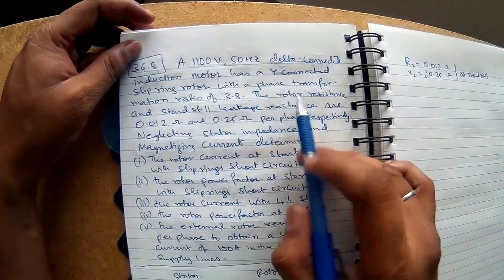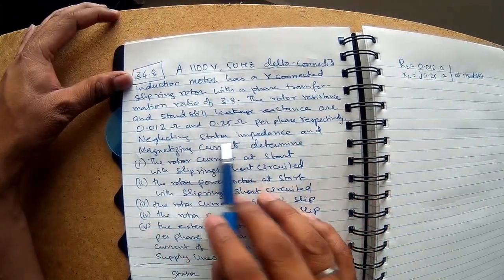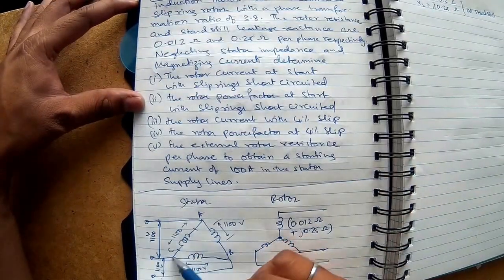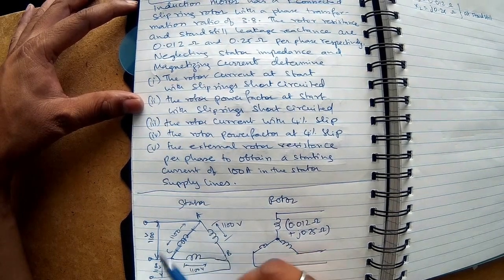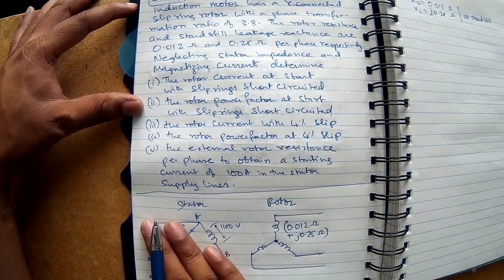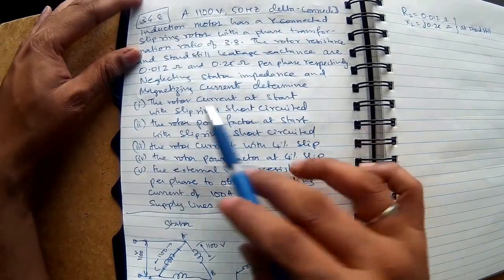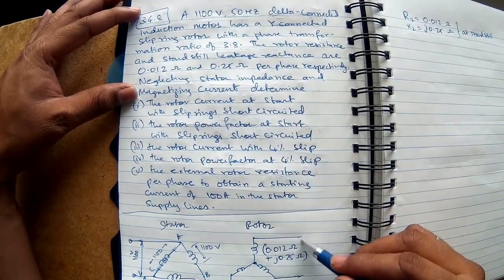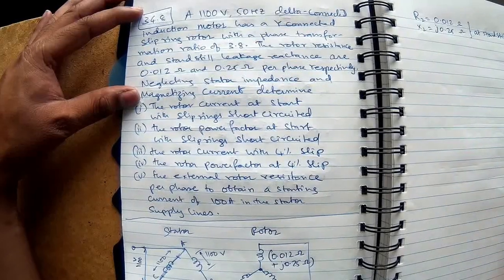Let's continue the question. Neglecting stator impedance and magnetizing current, determine... So in the stator, it is assumed that the resistance is 0 and leakage reactance is 0. So there are no losses in the stator. Now the problem is purely at the rotor itself. The rotor current at start with slip rings short circuited. So the slip rings are short circuited. Under this condition, what is the rotor current is the question.